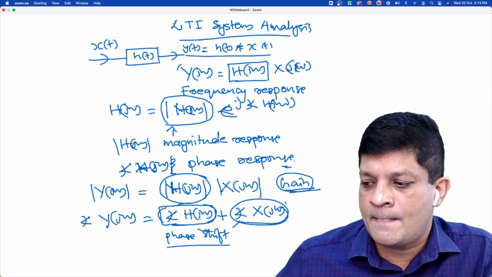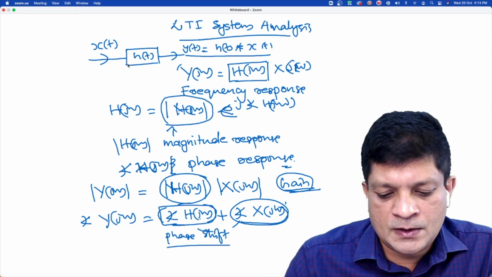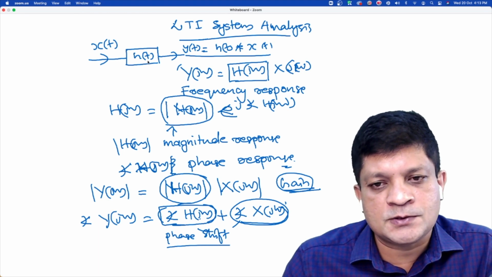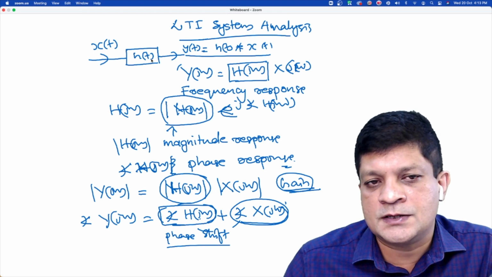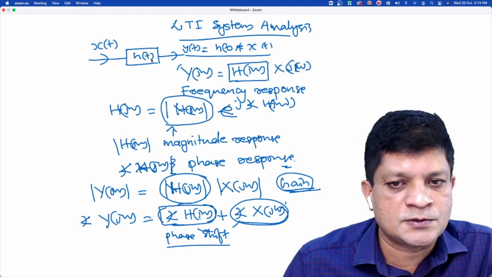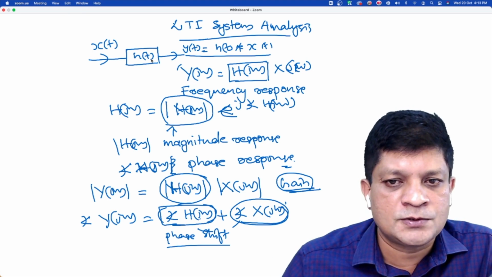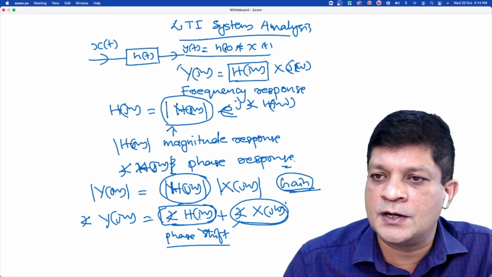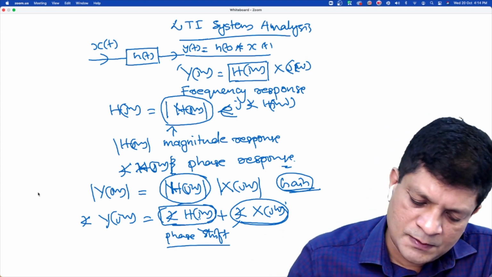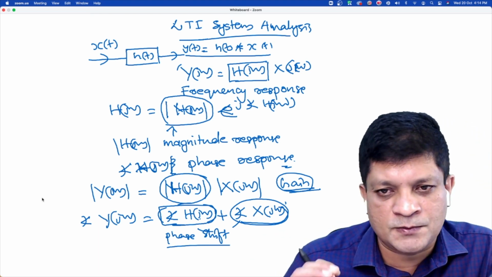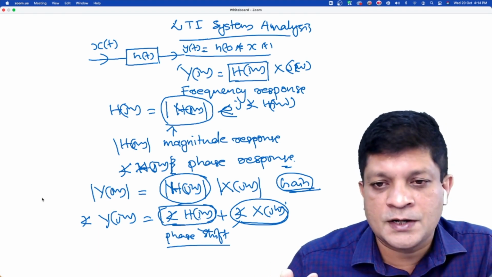Okay. So we have already seen that if you know the impulse response of a linear time invariant system, we can completely characterize that system using the impulse response. For example, we can find the output corresponding to any input using the convolution integral. And one more thing, similar expressions exist for discrete time signals.